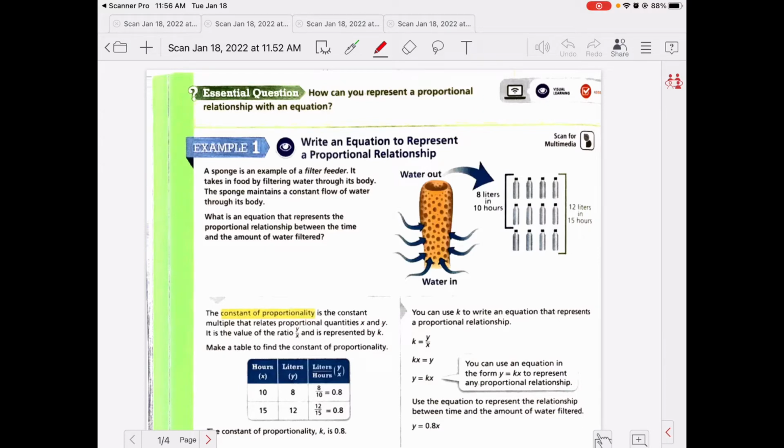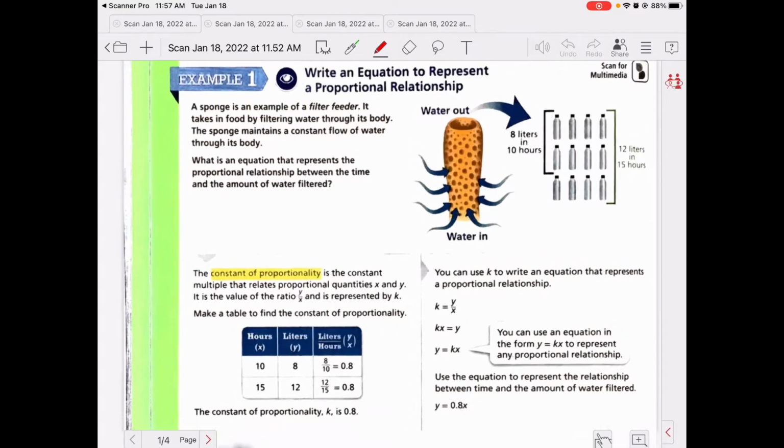Okay, so we have a sponge as an example of a filter feeder. It takes in food by filtering water through its body. The sponge maintains a constant flow of water through its body. So again, constant, that means it's proportional. What is an equation that represents the proportional relationship between the time and the amount of water filtered? So it says in 10 hours we do 8 liters, in 15 hours we do 12 liters. Okay, so we have our little chart here that they've made us.